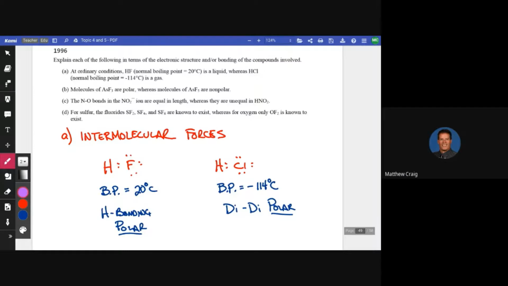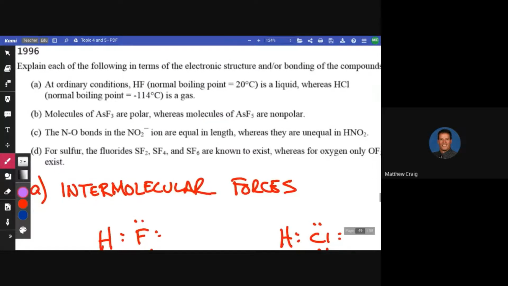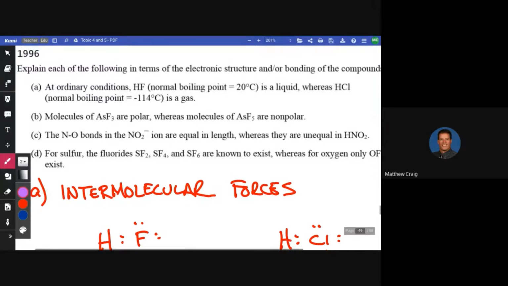Is that all I have to put for the explanation? It's not bad. Okay. All right, letter B. Molecules of AsF3 are polar, whereas AsF5 are not. Do I even have to draw this out? I would highly recommend you draw this out, since I don't know where in the world it says it in the instructions.